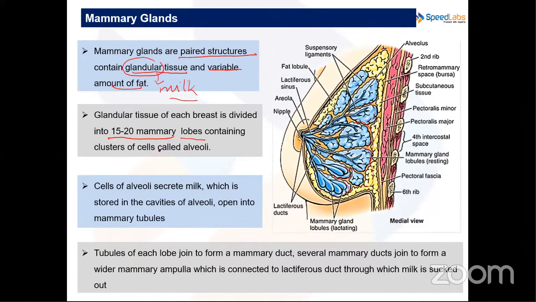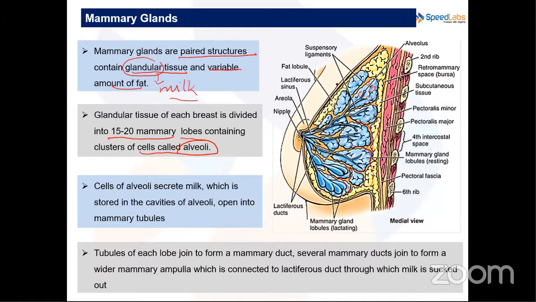Inside the mammary lobules, you have clusters of cells called the alveoli. So you can see in this diagram that these are the mammary glands, and inside the mammary glands, you have these alveolus or alveoli. Alveolus is singular. So alveoli word, where have you heard? You've heard while we were doing the lungs, right?